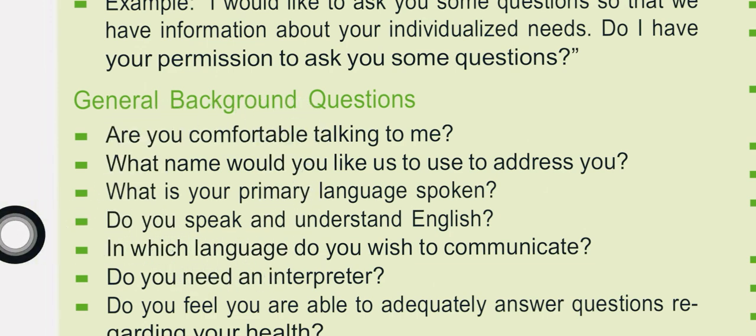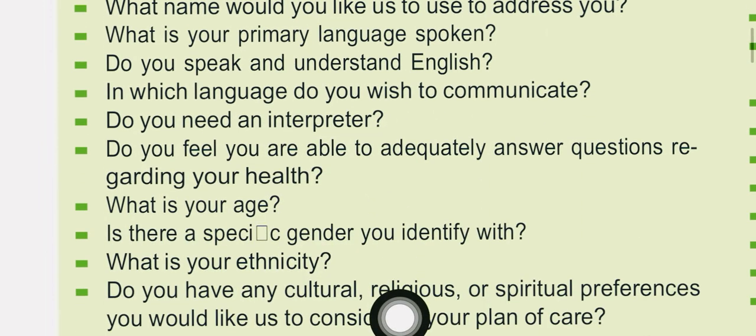Everybody knows. What is your primary language spoken? Do you speak and understand English? In which language do you wish to communicate? Do you need an interpreter? Do you feel you are able to adequately answer questions regarding your health? What is your age? Is there a specific gender you identify with?